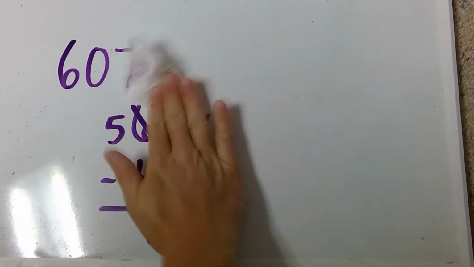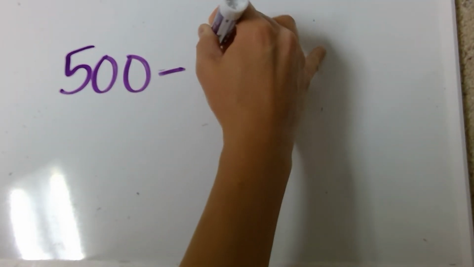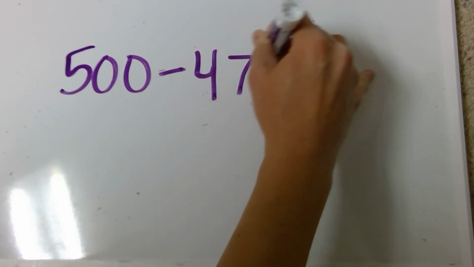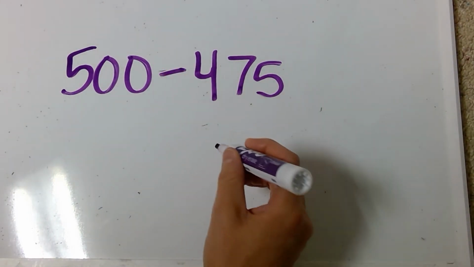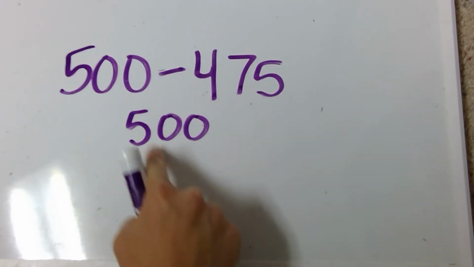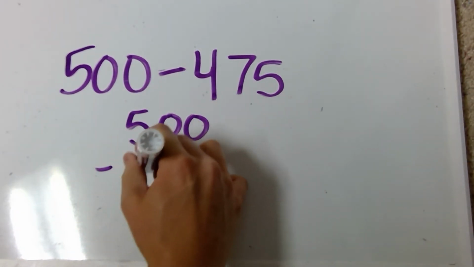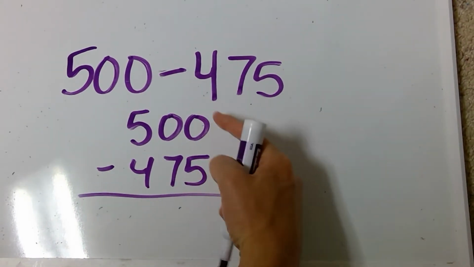Okay, now let's talk about if there's a 0 at the end of the problem. Like, let's say we were doing 500 subtract 475. If you know what to do, go ahead and do it, just like you've been doing. So first number always, always, always goes on top. Okay, now we've got a problem here.